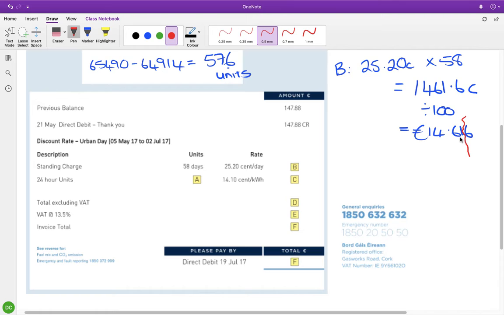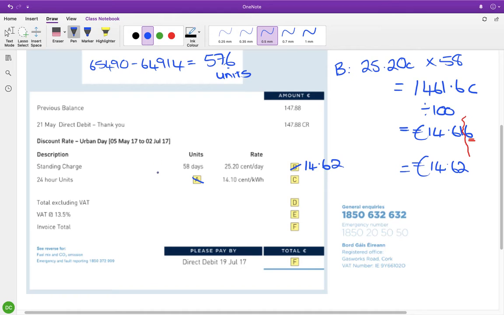So you're basically asking yourself, does it stay at 61 cents or does it go to 62? Because this 6 is 5 or bigger, that's going to drive it up. So it won't stay at 61, it'll become 62. And that's what B is: €14.62. The next one here, it says you have to take A.